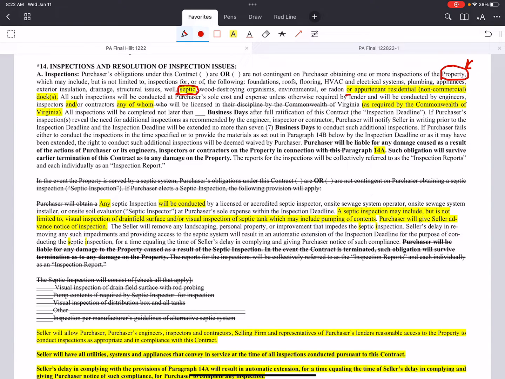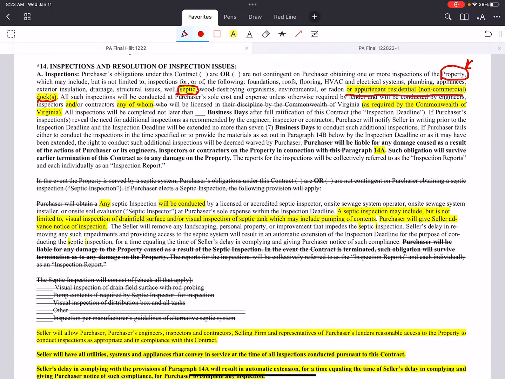And so we also added appurtenant residential non-commercial docks. And we did this because the folks at the lake felt it important that the inspection process include those things that may not be within the 4 corners of the property, but are important to the transaction. And so we added this as a suggestion by some of the lake folks. And so this would include not only Smith Mountain Lake, but any other similar lake.